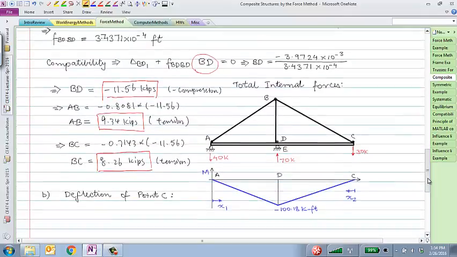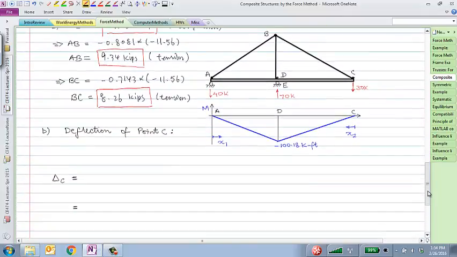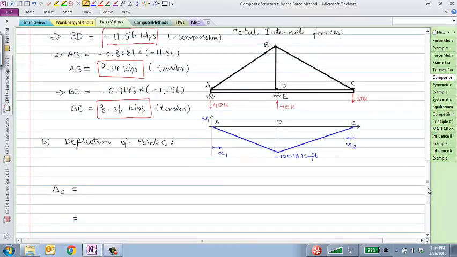Now for the last part, where we want to find the deflection of the actual load point C. So let's maybe try to get some input from you all. How do you think we should proceed with that? Aaron, any ideas?